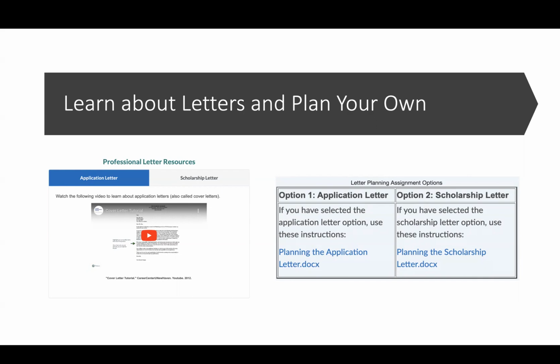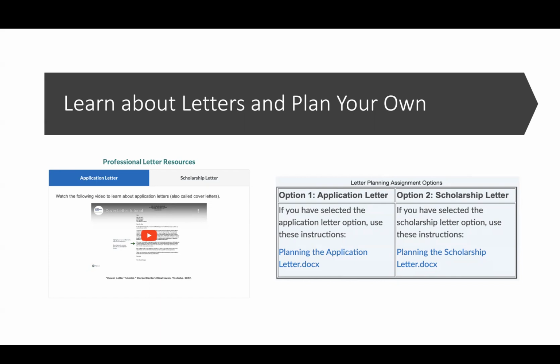So if you choose the application letter, you'll want to go back to the job posting and see what the company or organization is asking for applicants to have, do they want applicants to be able to do specific things? Like, do they want a specific number of years of experience? Do they want specific qualifications? You'll be asked to list those ideas in the planning assignment. And then you'll also be asked to explain how you have experiences that connect to what the employer is seeking.